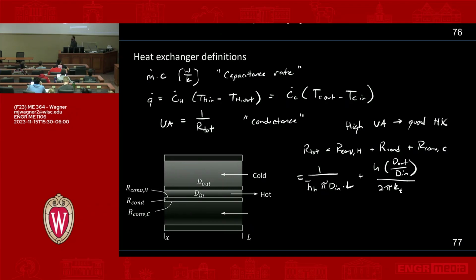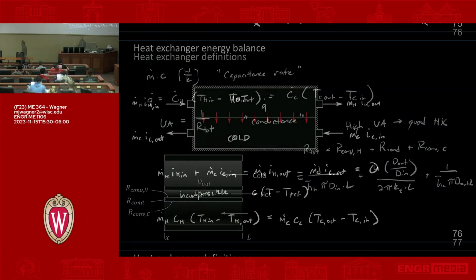let's say k of the tube. So let me just be careful there, right? Conduction property of the tube times L. And then the last one is 1 over h bar c pi d out times L. So that would be how I would actually evaluate the total resistance here. Okay, and then I take 1 over that value, that's my conductance. All right, questions on this?